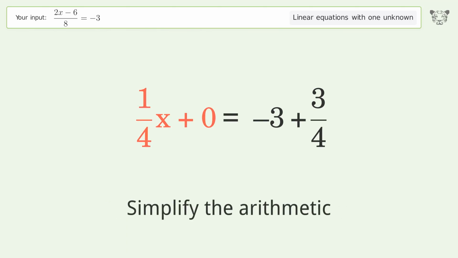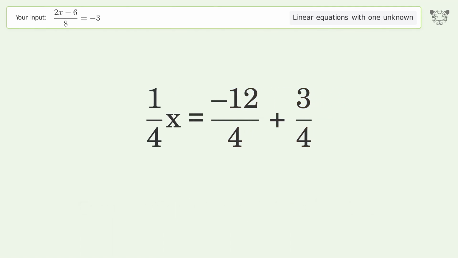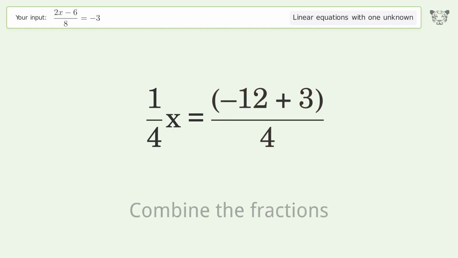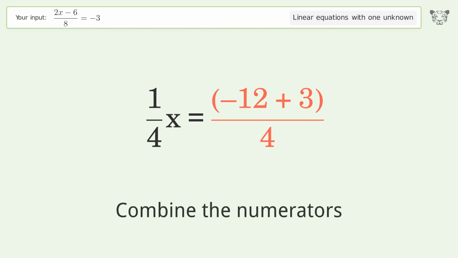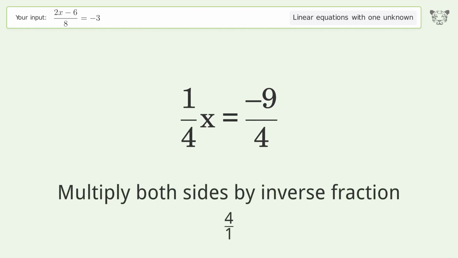Simplify the arithmetic. Convert the integer into a fraction. Combine the fractions. Combine the numerators. Isolate the x. Multiply both sides by inverse fraction 4/1.